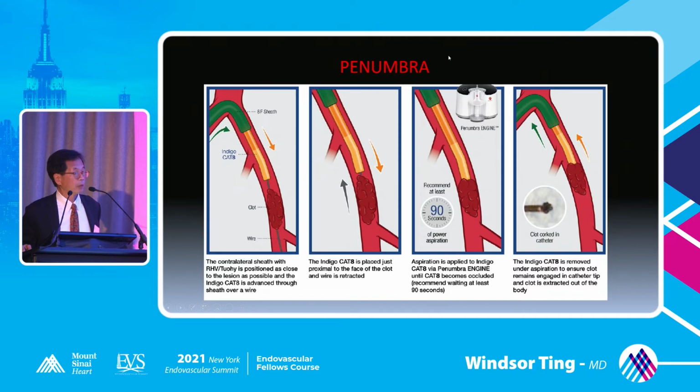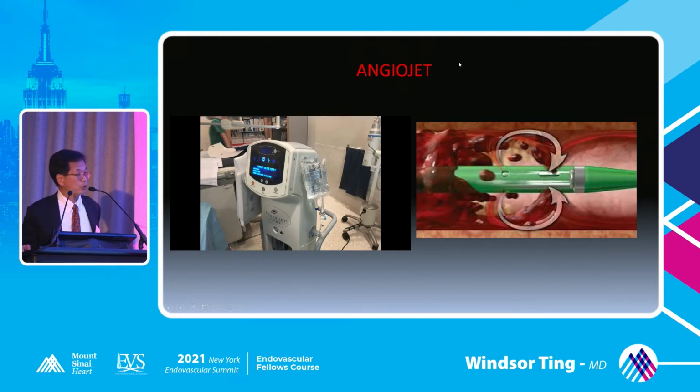So there are several catheter systems that we can use to do the thrombectomy. Penumbra is certainly one of them. It's a system I will consider in cases where TPA is not suitable or high risk for the patient. You can extract or aspirate the clots into a canister. Angiojet is another thrombectomy system.